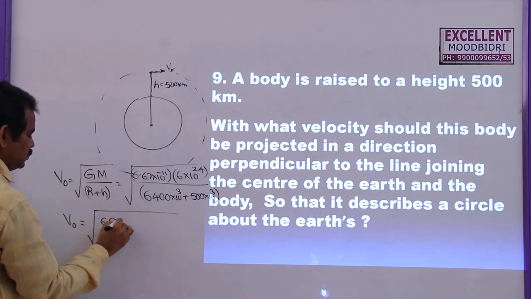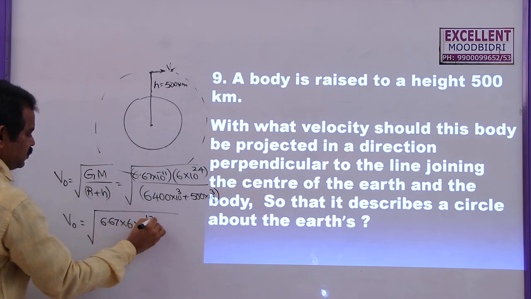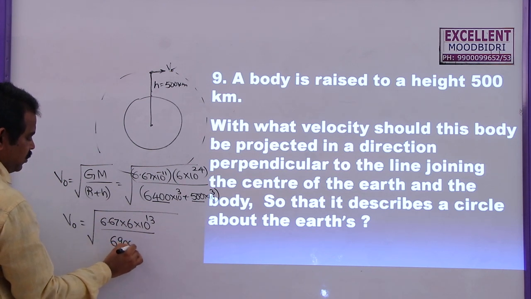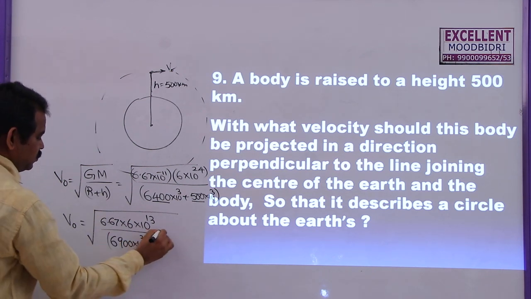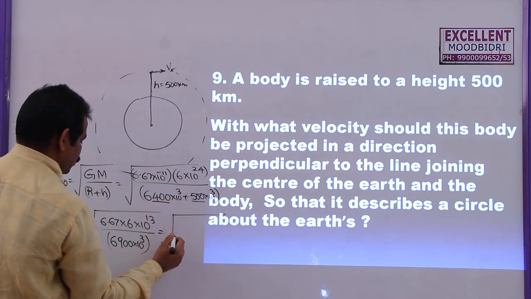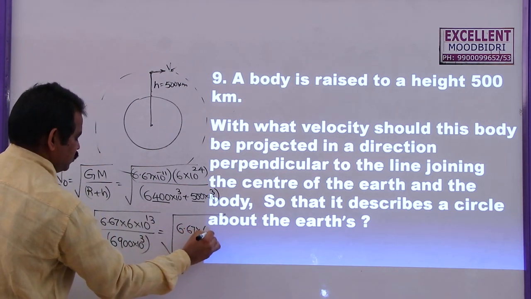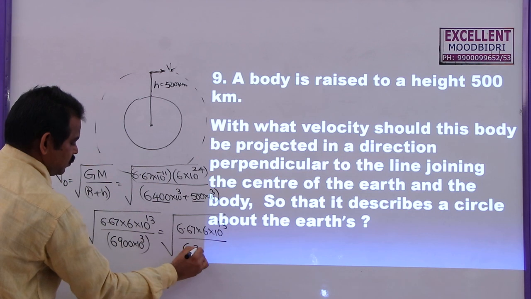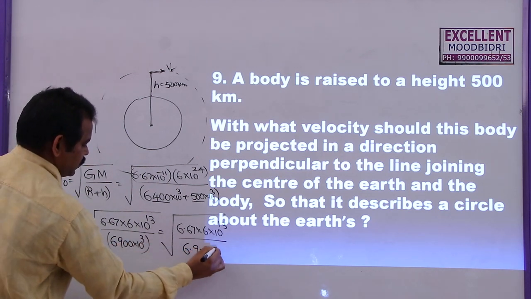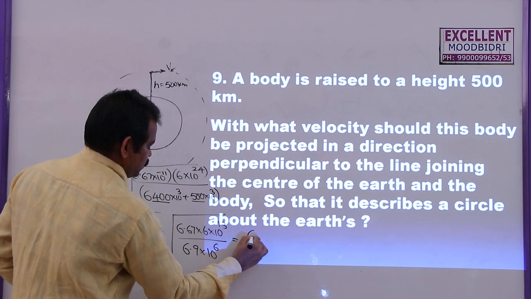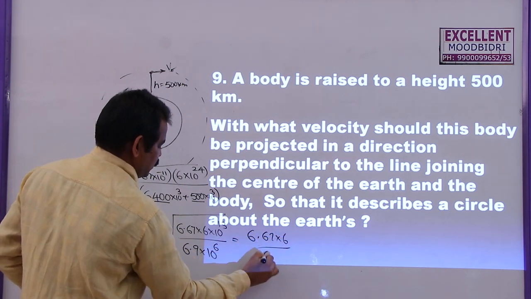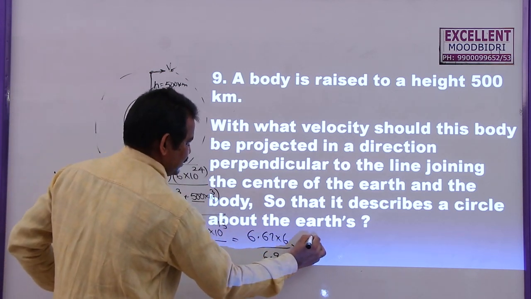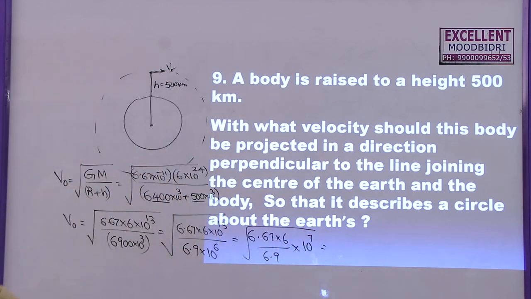6.67 into 6 into 10 power 13 by 6400 plus 500, 6900 into 10 power 3. So this can also be written as root over 6.67 into 6 into 10 power 13 by 6.9 into 10 power 6. So this will be 6.67 into 6 by 6.9, and when it goes to 10 power minus 6, this will become 10 power 7 under root.